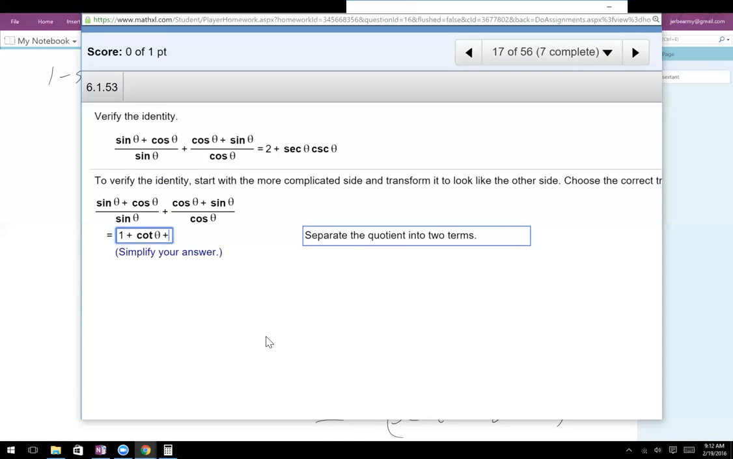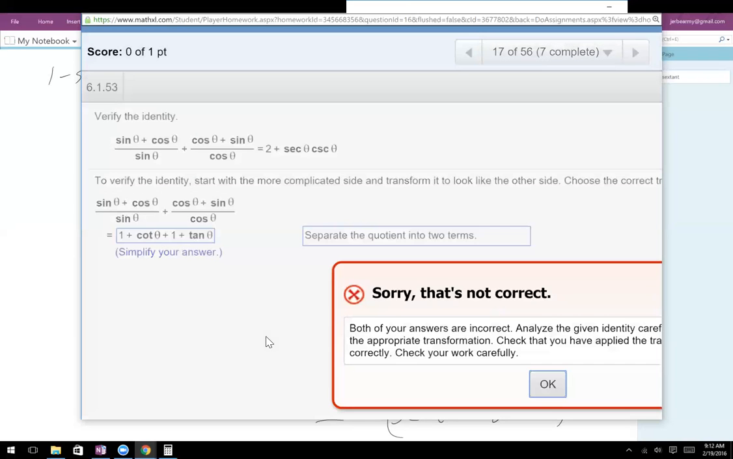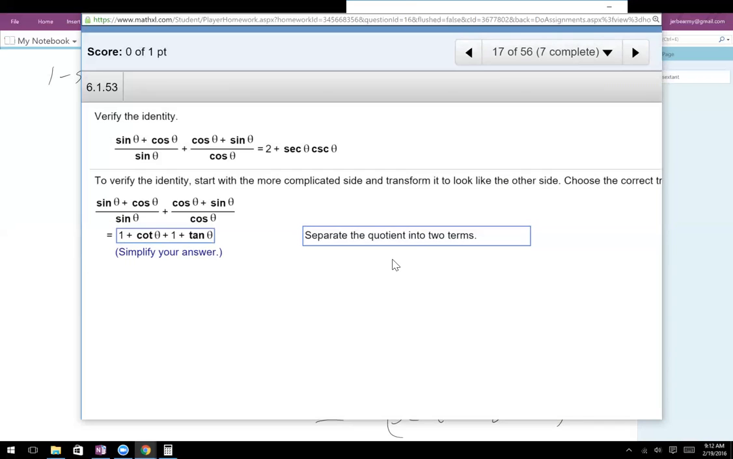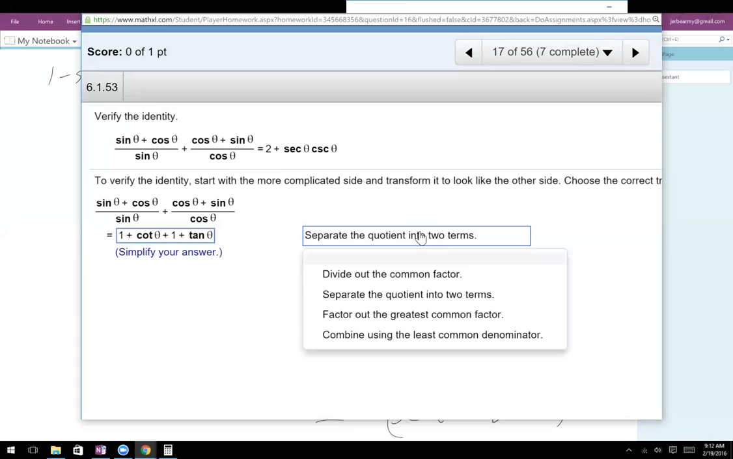And then what's cosine over cosine? 1. What's tangent? Do they want that? Nope. So apparently they don't want me to do that. That's what I would do first.